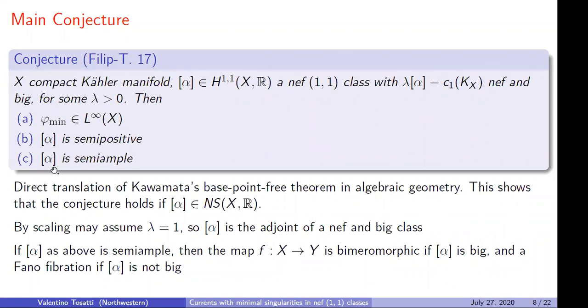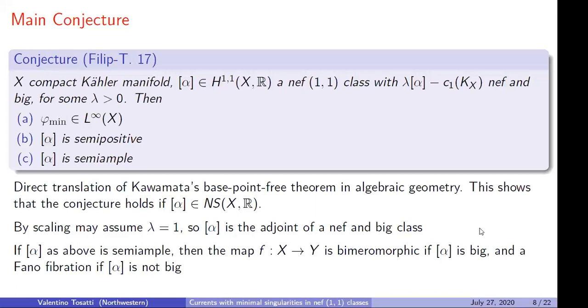And it's really three conjectures. As I said, C implies B implies A, so that one is stronger than the other. Notice that by scaling, the conclusions do not depend on the scaling, so you can always scale so that lambda is 1. And when lambda is 1, the condition alpha minus c1 of Kx is FM big simply means that alpha is the adjoint of an FM big class. So it's Kx plus an FM big class. It's naturally a statement about adjoint classes.